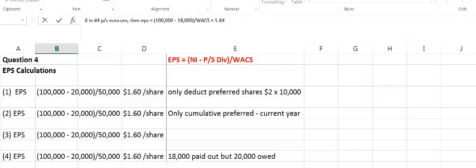So this concludes our little review on earnings per share and calculating earnings per share when dividends are cumulative or non-cumulative. So hopefully you found this helpful to you.